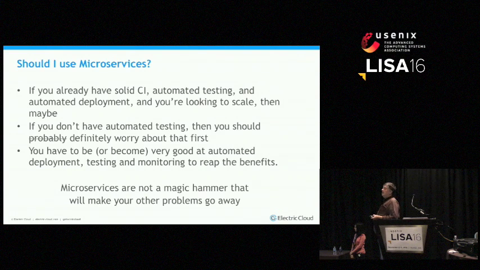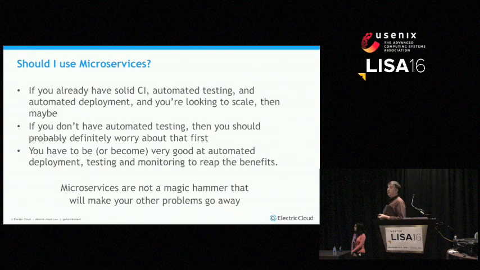So, should you use microservices, right? Is this the hammer that's going to turn every screw into a nail? No. If you've got solid CI, and your testing is automated, and by automated, I mean nobody does anything. No human is involved. I don't mean I push a button and it runs the test suite against the application that I just spent 2 days deploying. That's not automated testing. Automated testing is, by my definition, somebody checks in a piece of code, the tests run, and they tell you what happened, right? So if you've got that going, then you're probably in good shape.